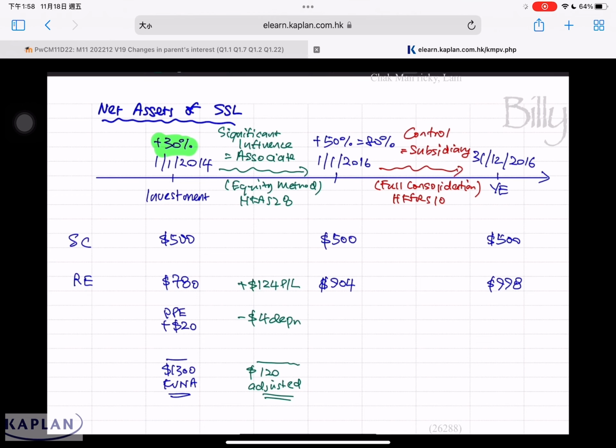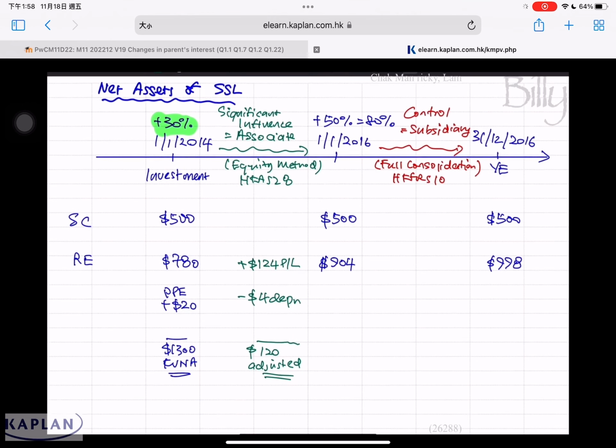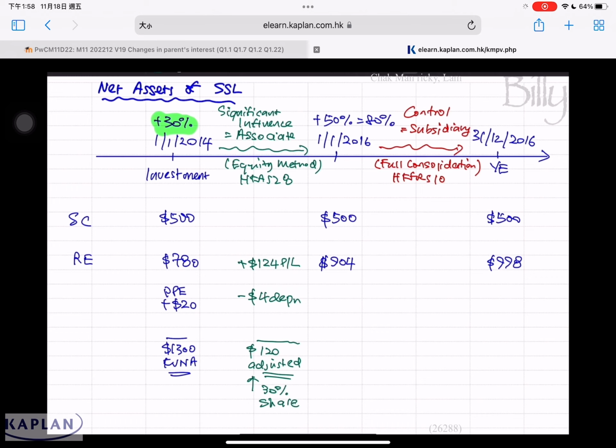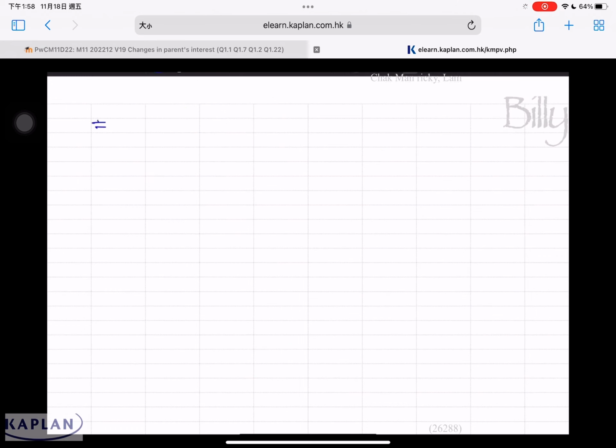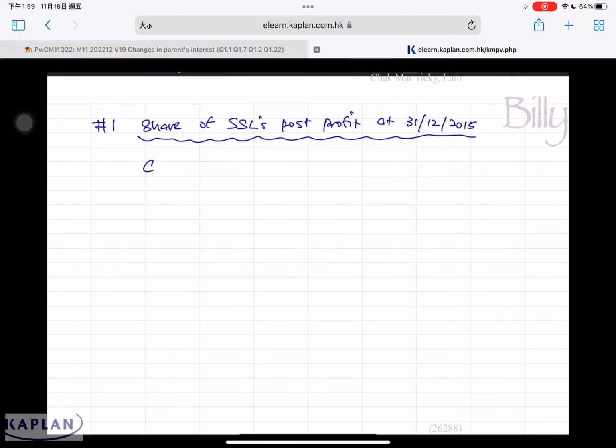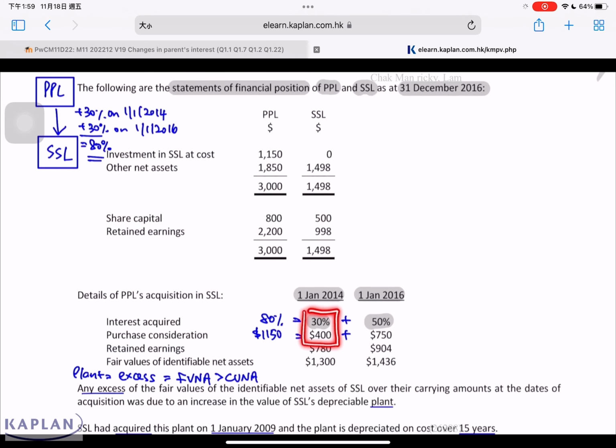For this 120 post-acquisition profit, it's not consolidated, we share the 30%. The first adjustment entry is the share of SSL post-acquisition profits at 31st December 2015. The cost of the associate on the date of investment is 400. This is the cost of the 30%, 400.